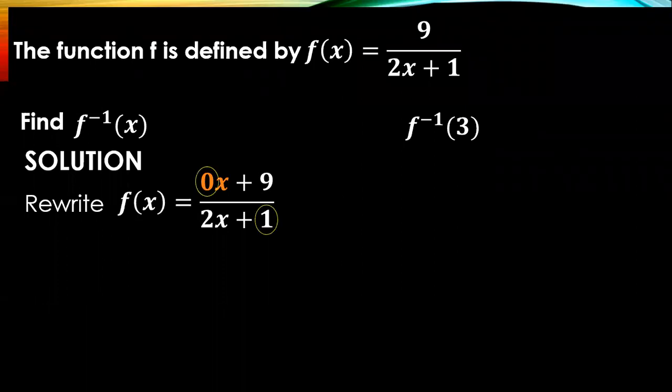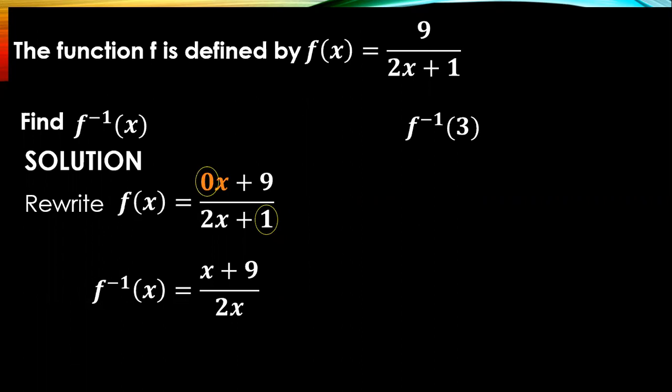Now, we can interchange the coefficient of x in the numerator with the constant in the denominator. So to find the inverse, we will now have the inverse of the function f of x is equal to 1x plus 9 all divided by 2x plus 0, which is the same as x plus 9 all divided by 2x. Great job. Let us find the second part of the question.